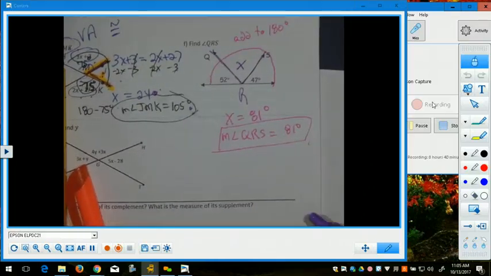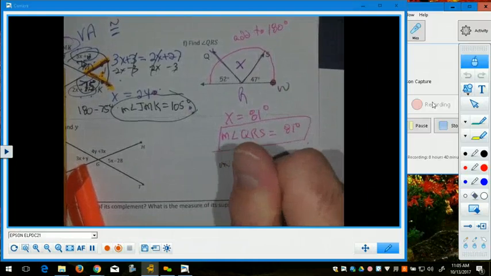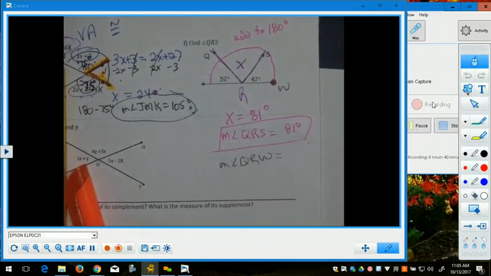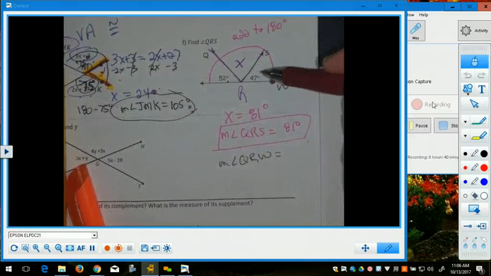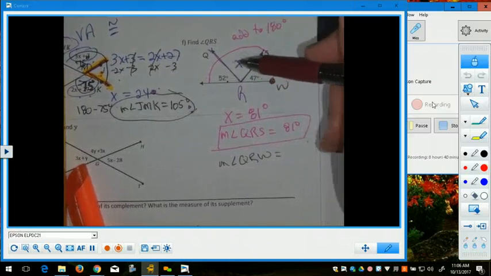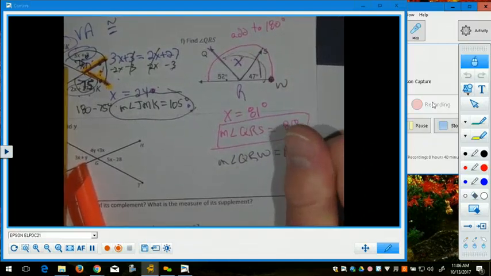Now, if I instead had asked you, if I had called this point W, I could ask for the measure of angle QRW. What would you have to do? Yeah. You have to do 180 minus 52. 180 minus 52, yes. Or just, if you already know this, just add these two together when you've got it. Yep, either one would get you the right answer, which would be 128.